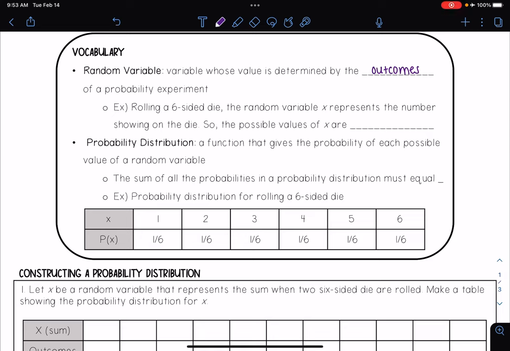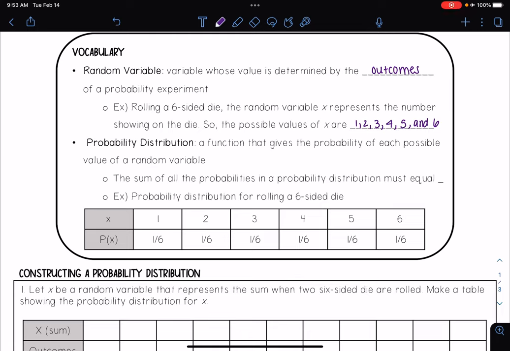So for example, rolling a six-sided die, the random variable x represents the number showing on the die. So that means that the possible values of x in this case would be 1, 2, 3, 4, 5, and 6. So that's the random variable.